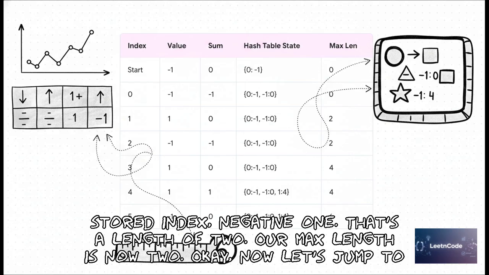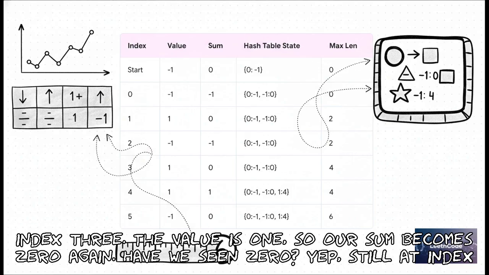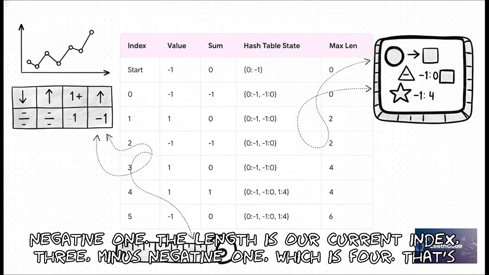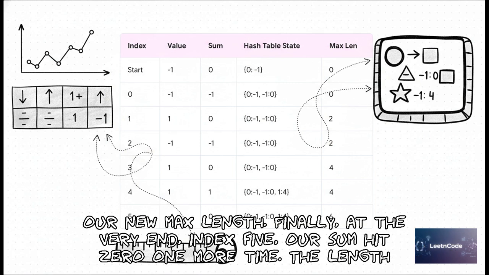Okay, now let's jump to index 3. The value is 1, so our sum becomes 0 again. Have we seen 0? Yup, still at index -1. The length is our current index, 3, minus -1, which is 4. That's our new max length.